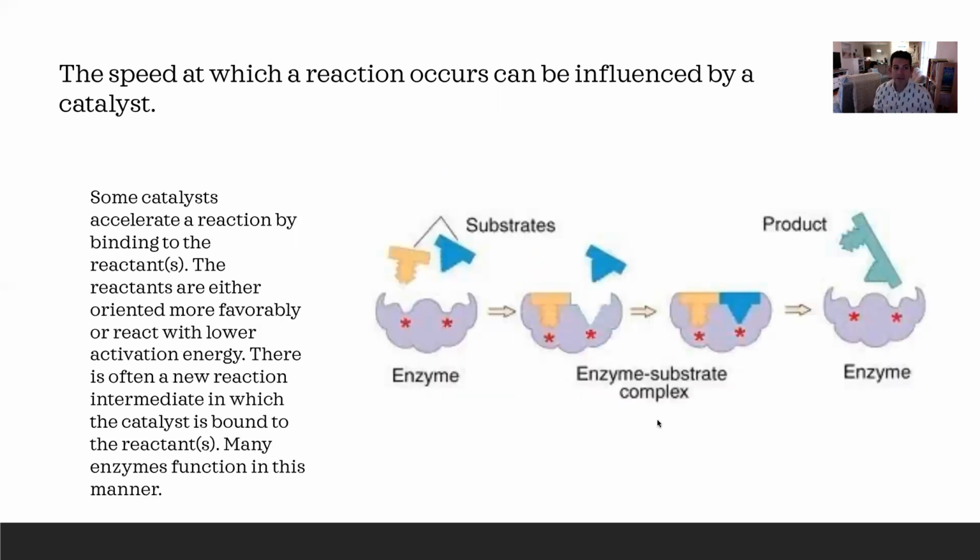All right, now some catalysts accelerate a reaction by binding to the reactants. The reactants are either oriented more favorably or react with lower activation energy. This is often a new reaction intermediate in which the catalyst is bound to the reactants. Many enzymes function in this manner. All right, if you remember from your biology classes, kind of like that lock and key model, the enzymes allow for two substrates to come together while connected to the enzyme, and they leave. The enzyme is regenerated, so it's our catalyst.